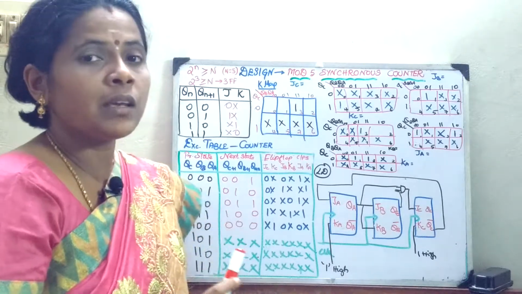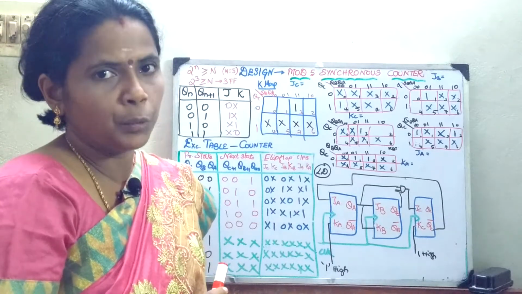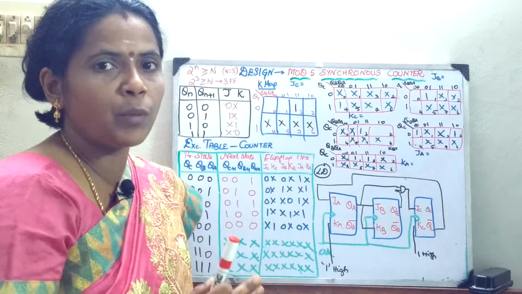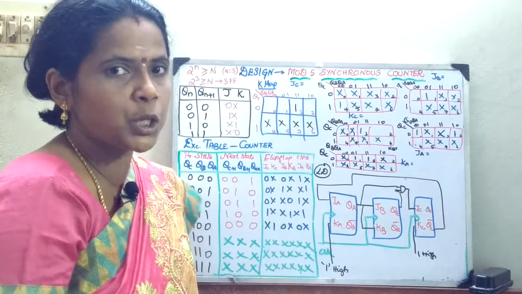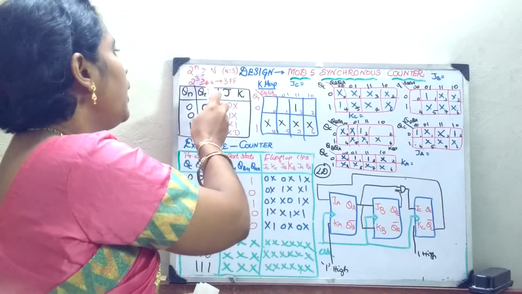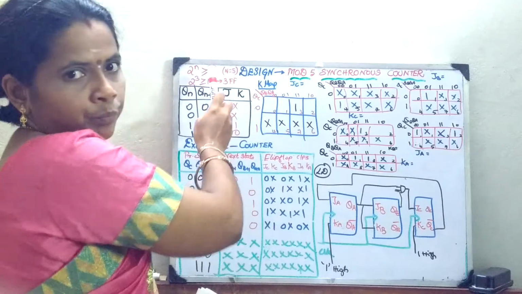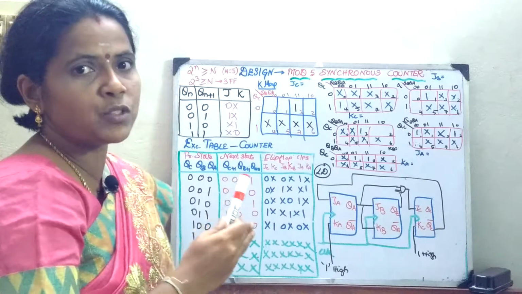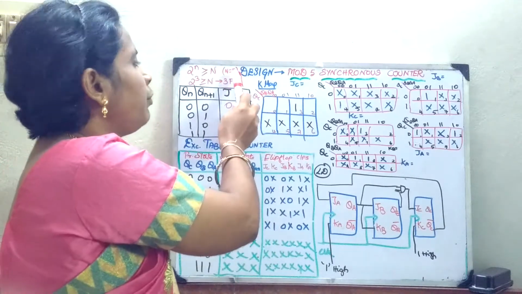Now we will see how we are going to design this using flip-flops. What is the general formula to decide how many flip-flops are required for our current application? You know it is 2 power n greater than or equal to N. Here the number of modulus, the number of states, is from 0 to 4. So, N is nothing but 5.